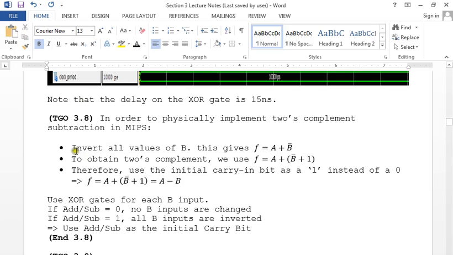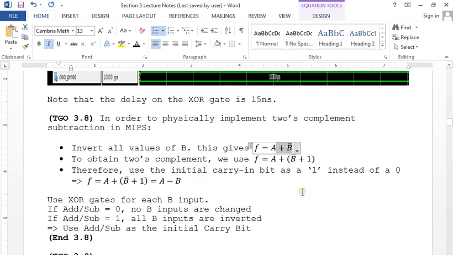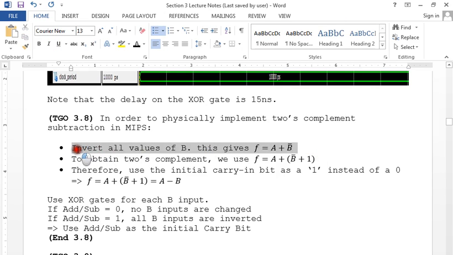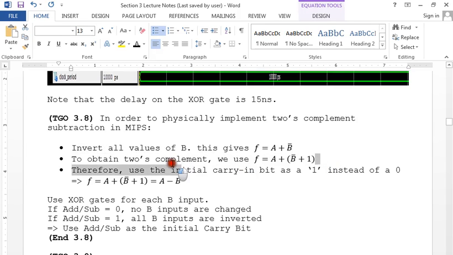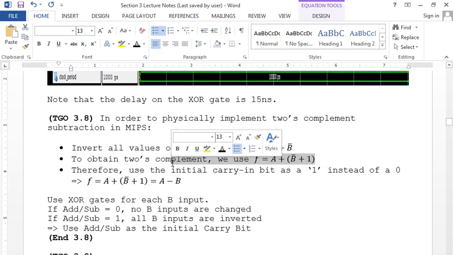So first thing we're going to do, in order to physically implement 2's complement subtraction in MIPS, is take A minus B, right? If you flip all of the bits, it just becomes A negated B, right? So if this works at 1 bit, this works at 32 bits. You just flip all the bits. So that's the first step: convert all the values of B. Then, in order to obtain the 2's complement, remember we have to add 1 to that bit, right?